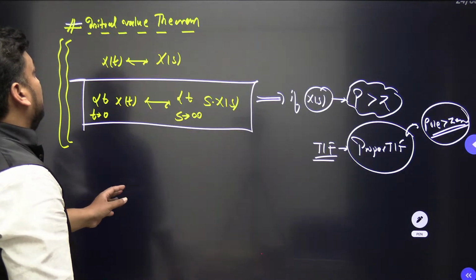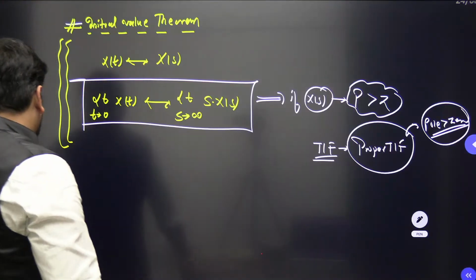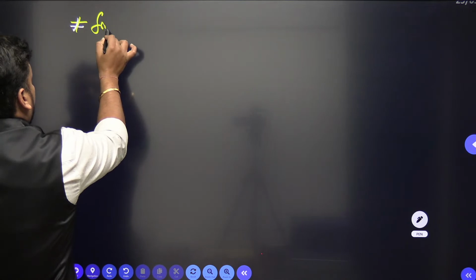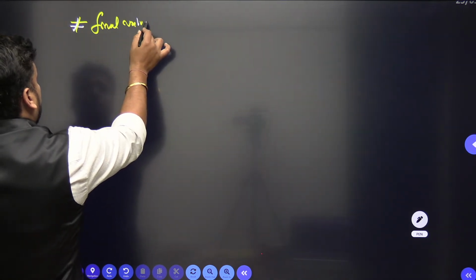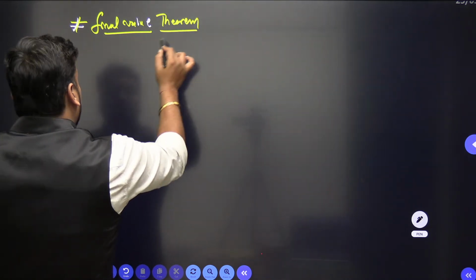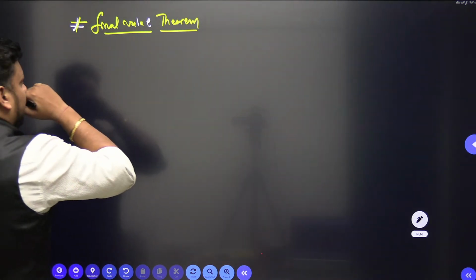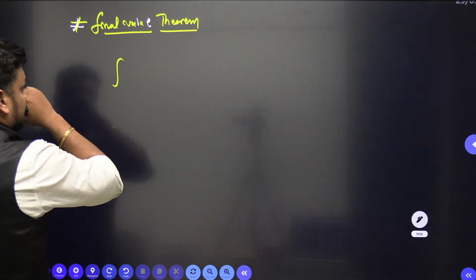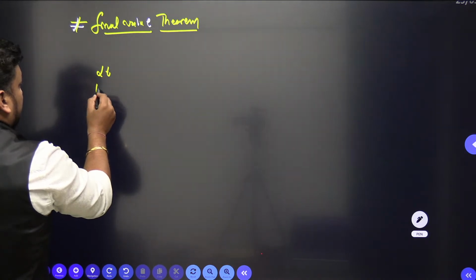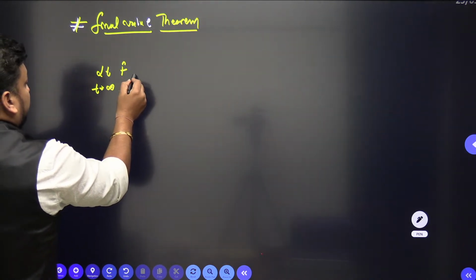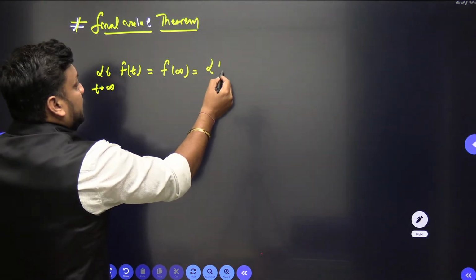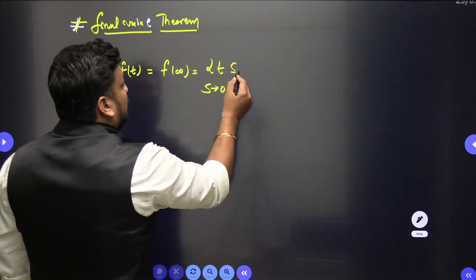So now we are going for the next. Next, students, I am writing the final value theorem property. One more important property, the final value theorem. Very important property. In control systems also we use this to find the steady state analysis, steady state error. So the final value theorem says that limit t tends to infinity f(t), it means f(infinity), is nothing but limit s tends to 0 of sF(s).